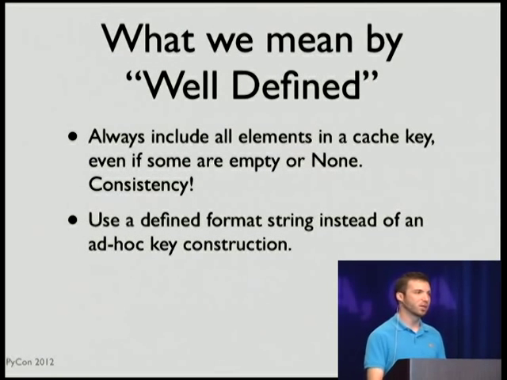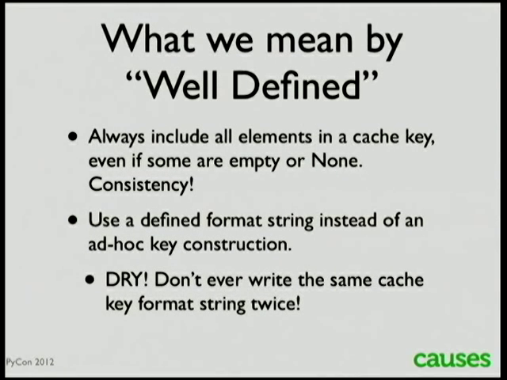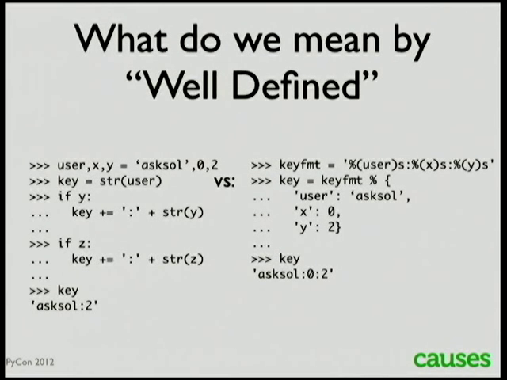You want to use a defined format string instead of trying to construct your key ad hoc. And we don't ever want to write the same format string more than once in our code. We want to stay DRY. So you can see this example where on one side, we've got this key that we're constructing, and it's using this additive method where we're taking parameters to this function and putting them into the key. And in the end, we have this computed value for our key. But it's not entirely obvious how this thing was derived, what parts are or aren't missing here, or if this key has optional components.